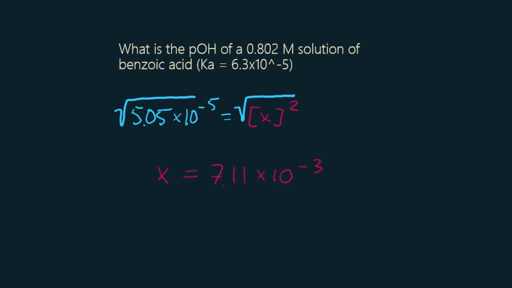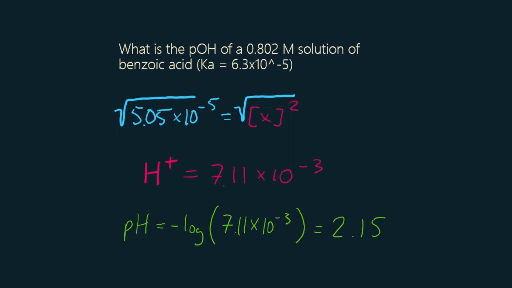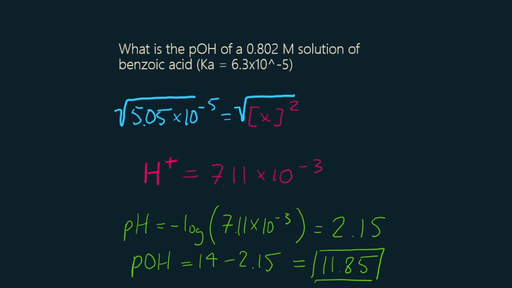So this x is not only the amount of A- we have, but more importantly, the H+ concentration, which we can plug into the pH equation, which gets us this value. Finally, to find pOH, we know pH and pOH always add up to 14. So after plugging in our pH, we get the answer of 11.85.